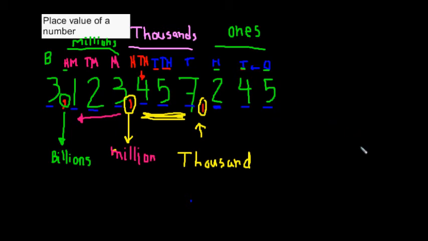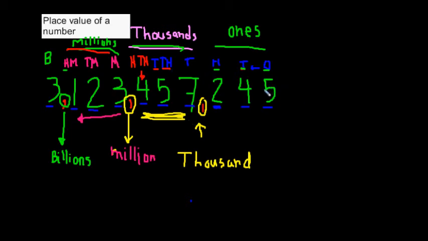Now, to make a quick review, we have ones, tens, hundreds that are in the family of ones. We have 7, 5, and 4 that are in the family of thousands. We have 1, 2, and 3 that are in the family of millions. And we have 3 that belongs to the family of billions. So the place value of this number, every digit has a place value.